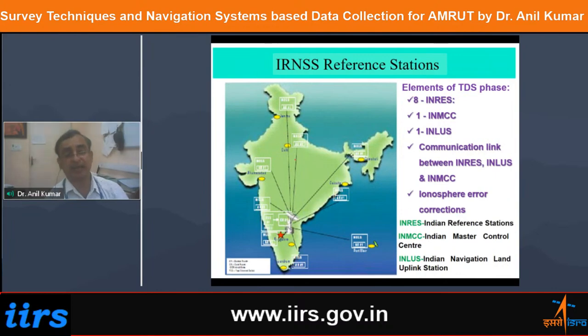For IRNSS, the Indian Regional Navigation Satellite System, you can see this also has different reference stations in the Indian region, and they are basically again monitoring the satellites, and they transmit the corrections to the master control, and they can apply the corrections if required.